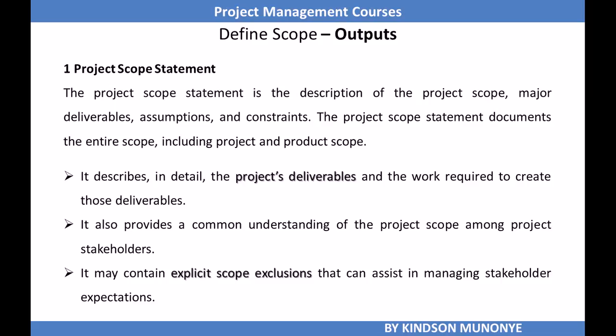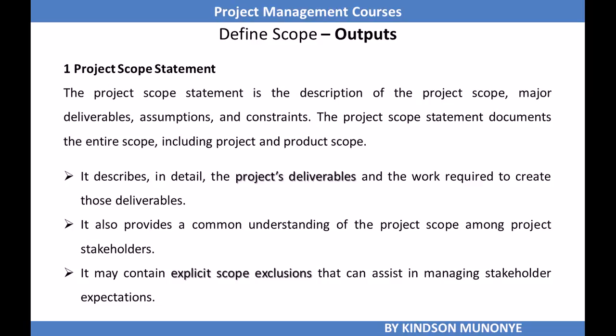Okay, so let's spend some time on project scope statement. The project scope statement is a description of the project scope, major deliverables, assumptions, constraints, and every other necessary detail. The project scope statement documents the entire scope, including project and product scope. So the project scope statement defines everything that is going to be included, all the work of the project is defined and specified clearly in the project scope.